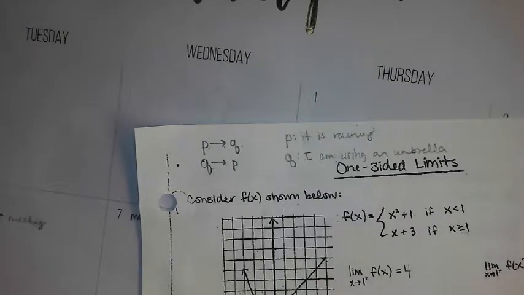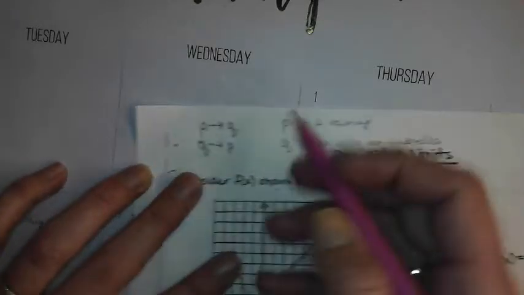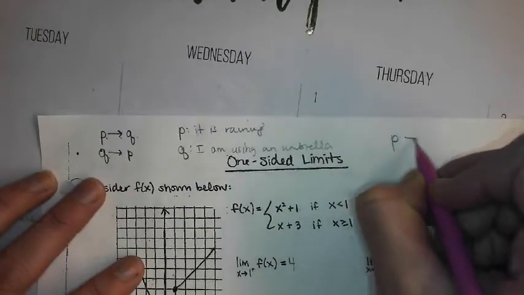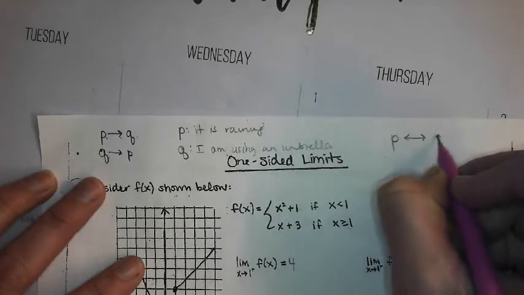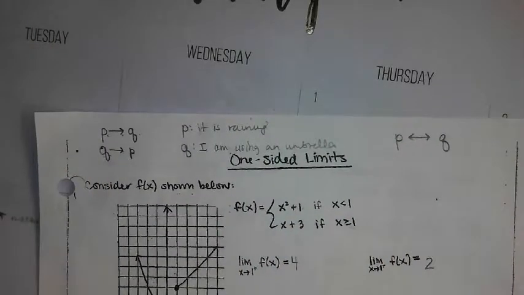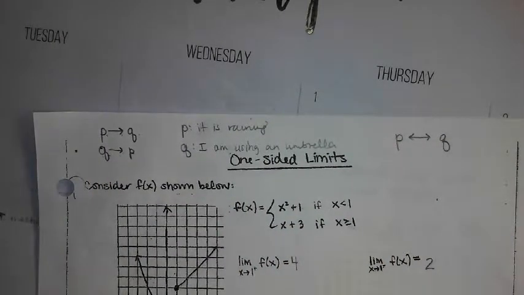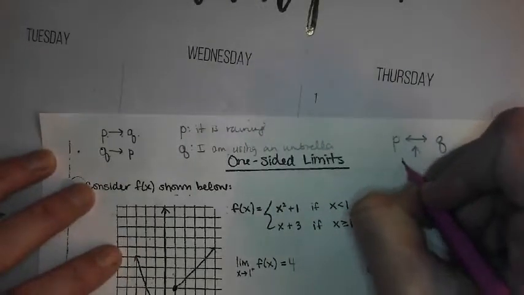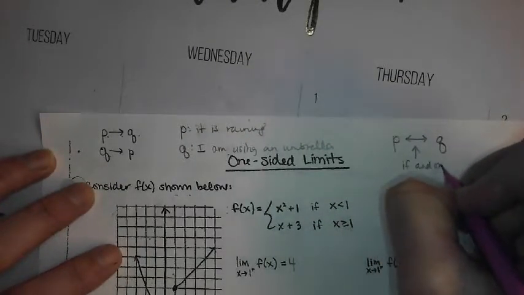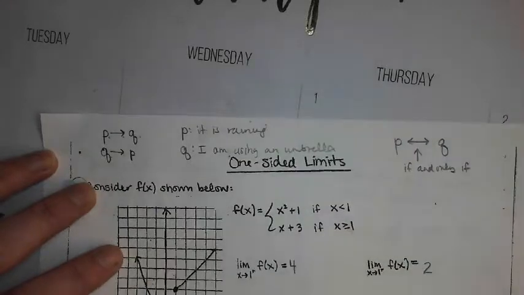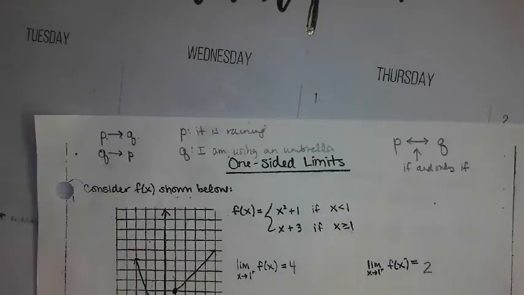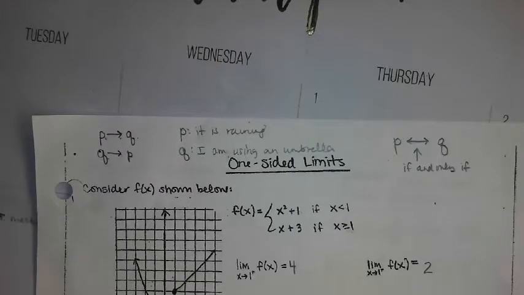Rather than put those as two separate statements, this is a math symbol that means "if and only if," which means that if-then logic can go both ways. So that means if and only if means the logic goes both directions. Because sometimes if-then statements only go one direction.